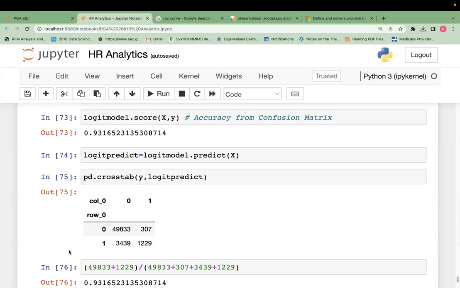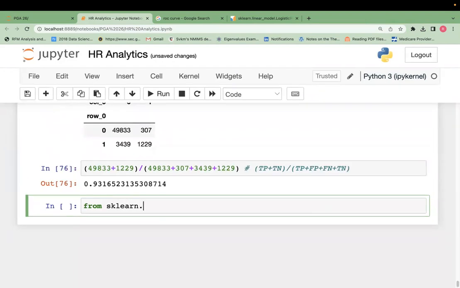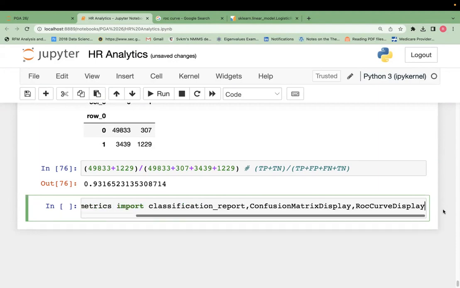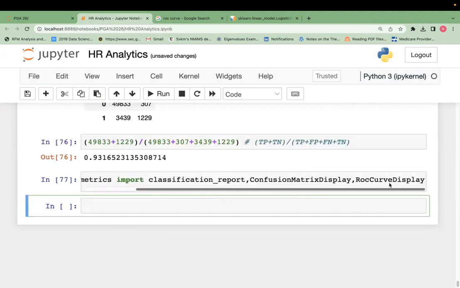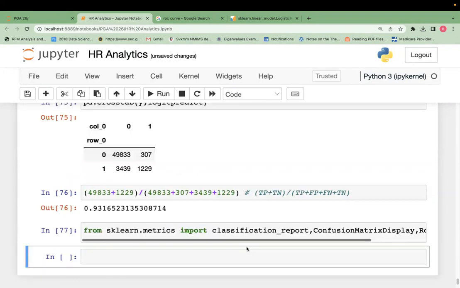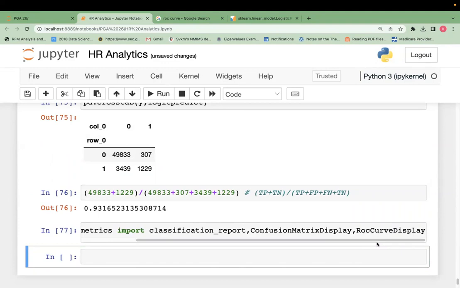See, this is the confusion matrix, right? And then it uses this confusion matrix to calculate accuracy. What is accuracy which I calculated here? TP plus TN divided by TP plus FP plus FN plus TN. From sklearn.metrics import classification_report, ConfusionMatrixDisplay, RocCurveDisplay. Type the first two letters and tab.